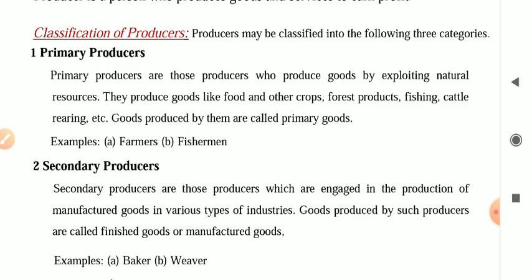Goods produced by them are called primary goods, like farmers, fishermen. All these are the primary producers of goods and services, because they produce goods and services with the help of nature or with natural resources.